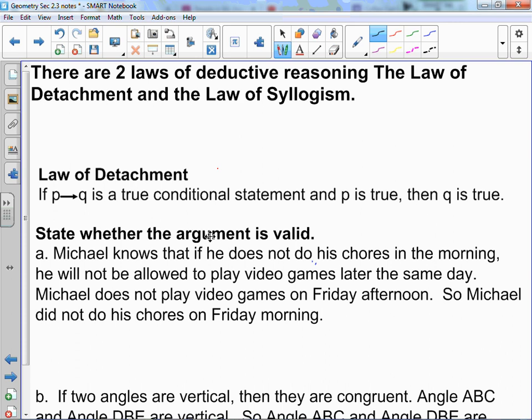So, state whether the argument is valid. Michael knows that if he does not do his chores in the morning, he will not be allowed to play video games later the same day. So, looking for hypothesis and conclusion. If he does not do his chores in the morning, then he will not be allowed to play video games later. So, if he does not do his chores in the morning, that's the P part, right? And then not allowed to play video games is the Q part.